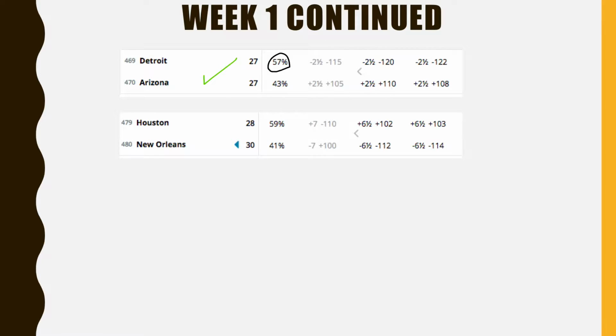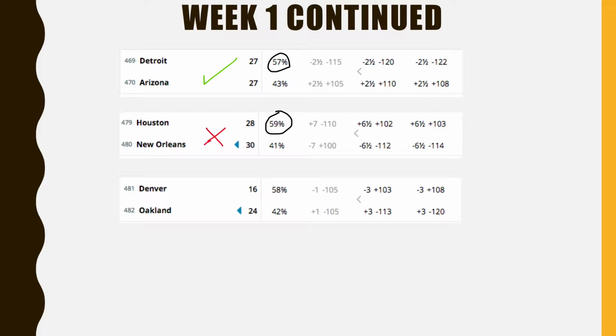All right, Houston, New Orleans, 59% on Houston. And if we'd have played New Orleans, -6.5, that would have been a loss. Next game, Denver, 58% of the general public on Denver. So we play Oakland +3, and that is a winner.